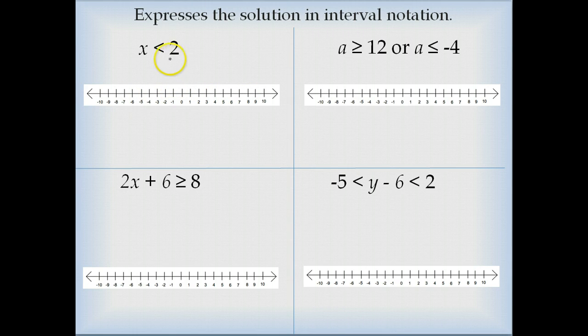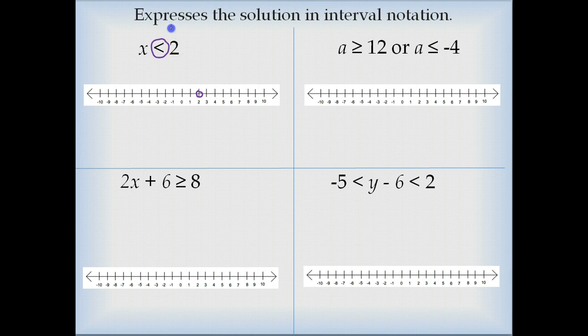So here's how you graph it. First, you want to pay attention to your inequality symbol. If it is strictly less than or greater than, you're going to put an open circle. I have had questions about that. That's where the open circle comes from. It's just the sign. If it's less than or greater than, it's an open circle. So I'm going to put an open circle on 2.